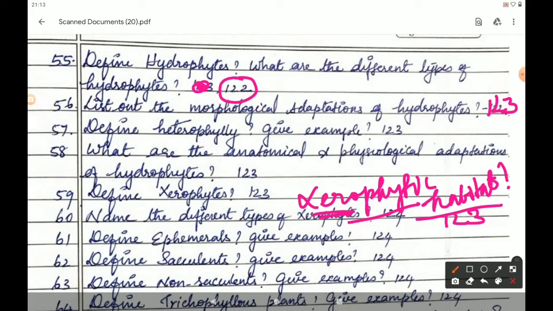Define ephemerals and give example. The answer is given in page number 124. Ephemerals are otherwise called drought escapers or drought evaders. Students, ephemerals is otherwise called dash.